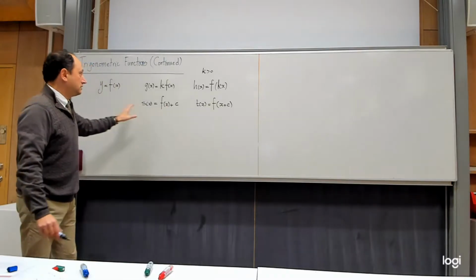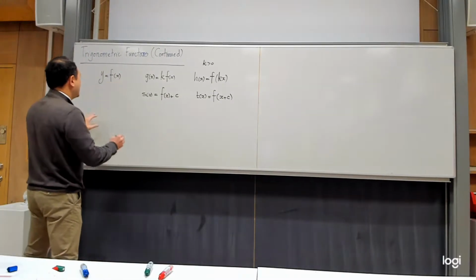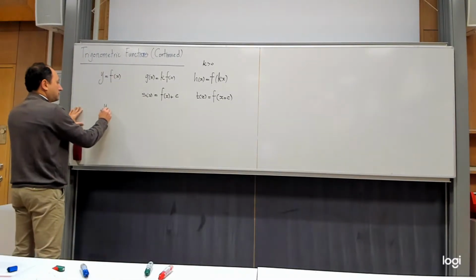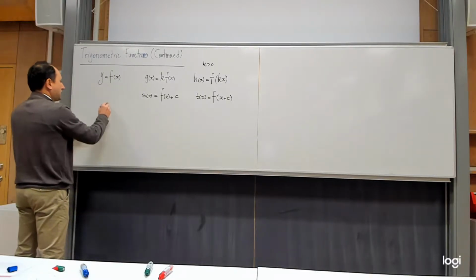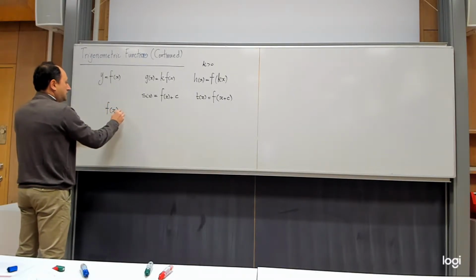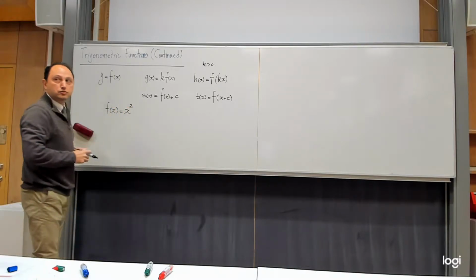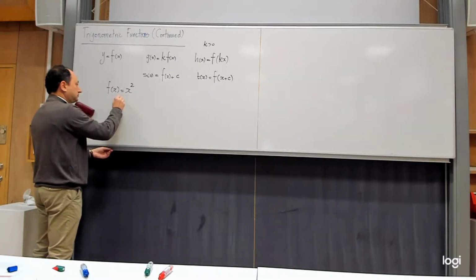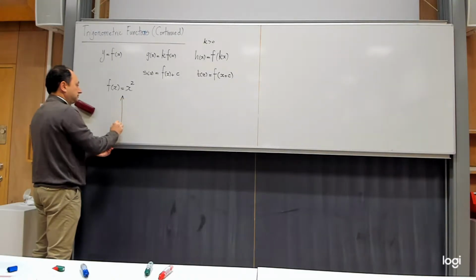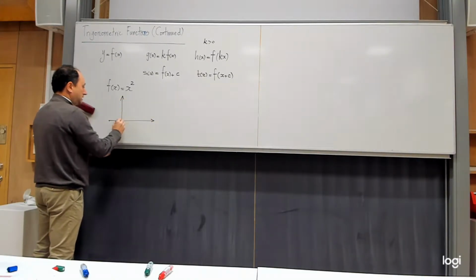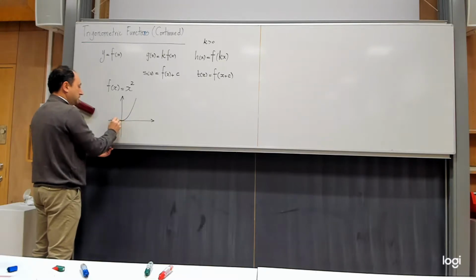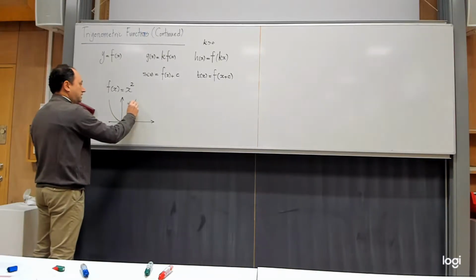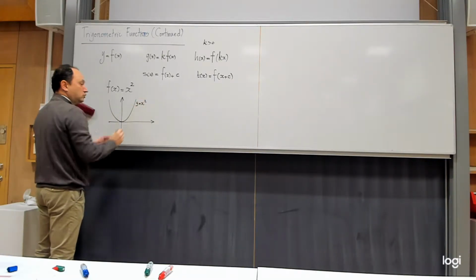To understand the differences, let me start with a simple case. Assume that f of x is the famous graph x squared. Everyone knows the graph of this more or less. It's a parabola, tangent to the x-axis, passing something like this. This is the graph of y equals x squared, more or less.